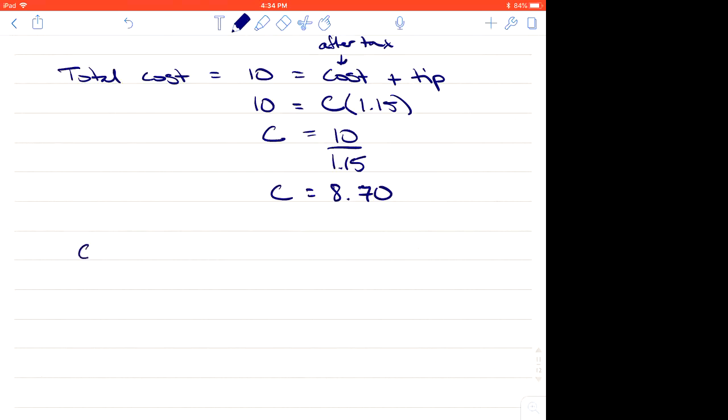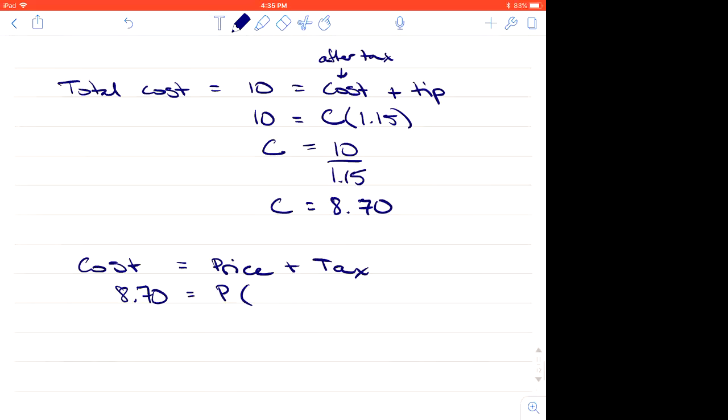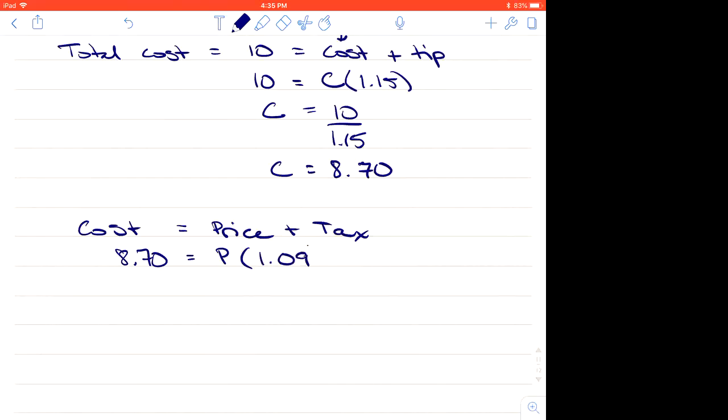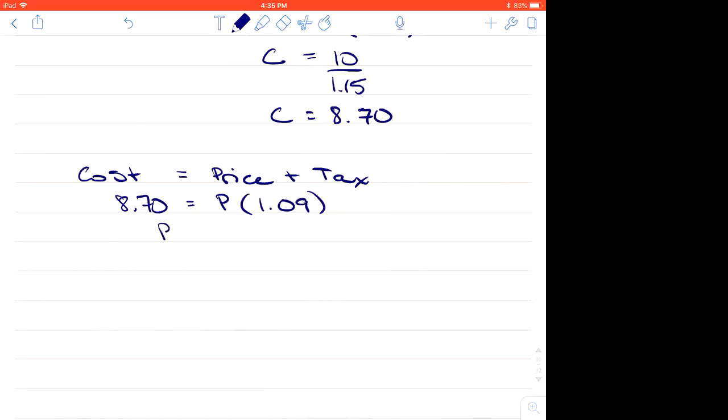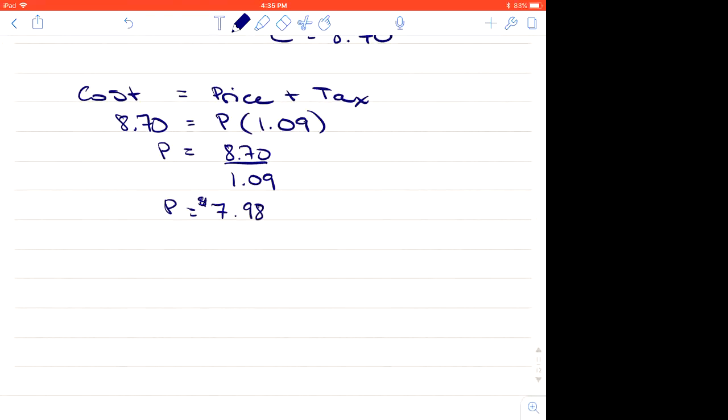So the cost, you always have the bigger one on the left. The cost, which is still after tax, is going to be the price plus the taxes. That makes more sense. And the cost was 8.70, and the price, we'll call it P, times the taxes, there were 9% in this case, so 1.09. So P is going to be 8.70 divided by 1.09. That puts us at a price of $7.98, once we've rounded.